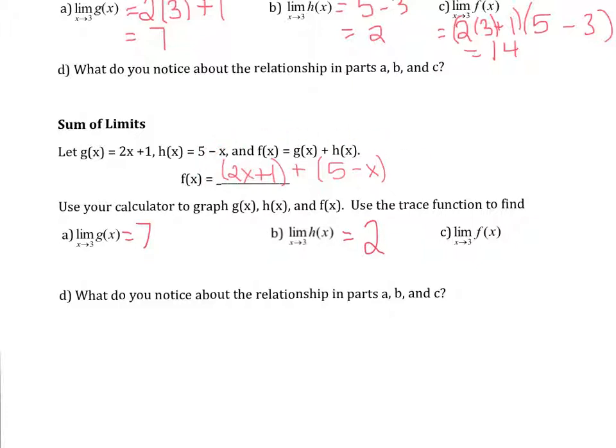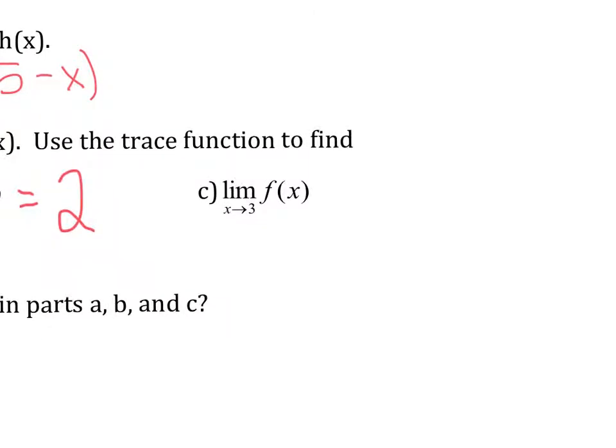So you're welcome to do that on your calculator. You're welcome to do it using direct substitution. Whichever way makes the most sense for you, makes the most sense for me, okay? So if I just plug it in, I am going to get 2 times 3 plus 1 plus 5 minus 3.